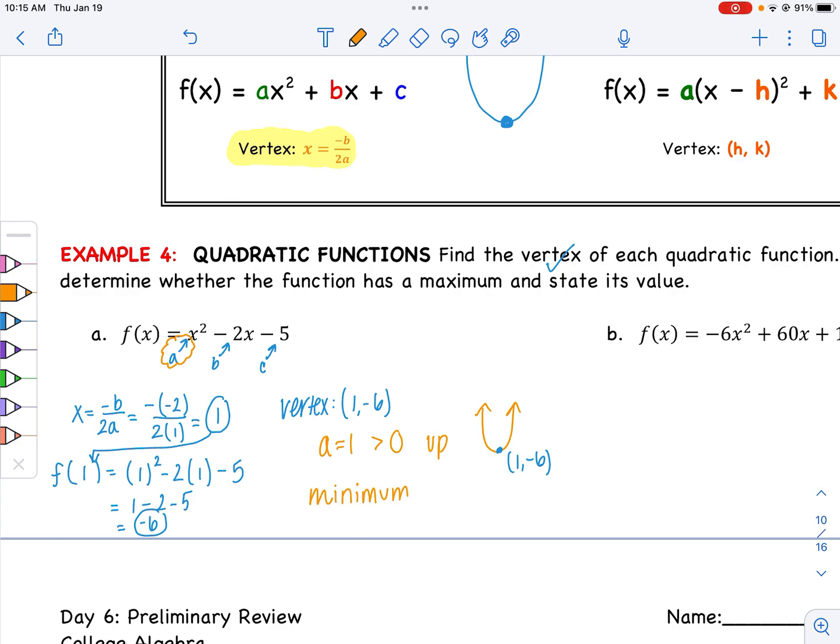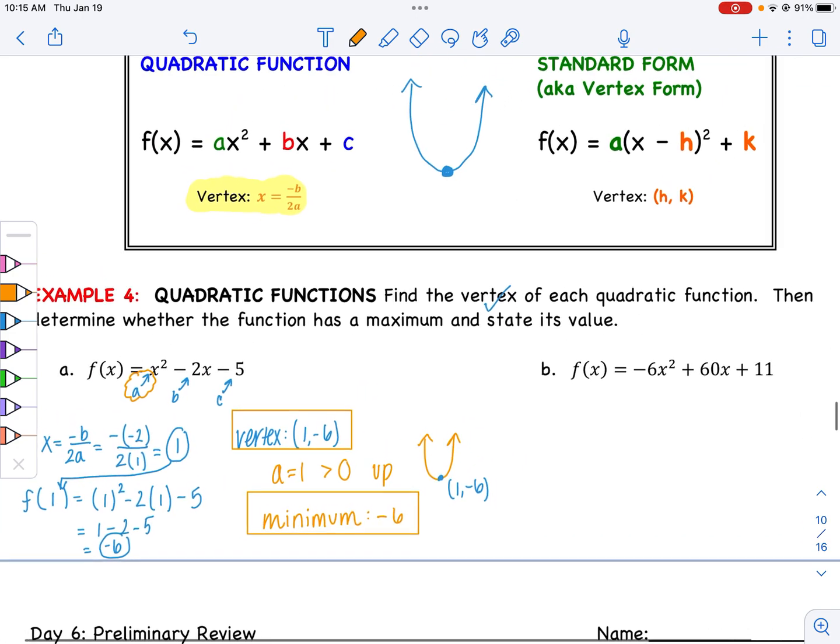The minimum value is the y value. We always say the minimum is the y value. Oh, I'm losing it today. So the minimum would be the y. That is the smallest y value of your graph. So there's the vertex, and it is a minimum at negative 6.